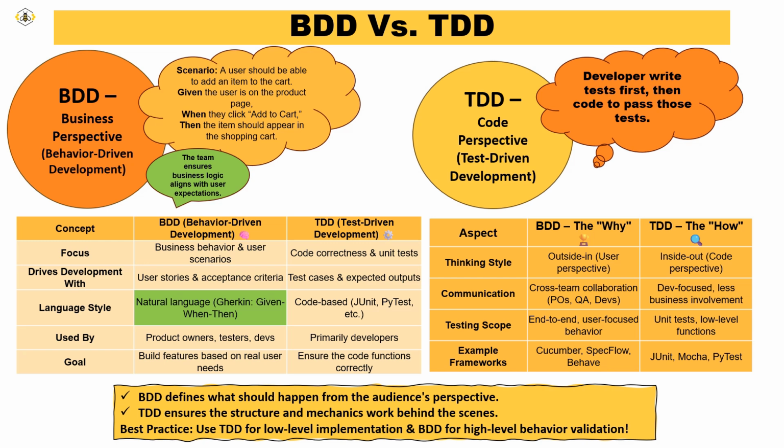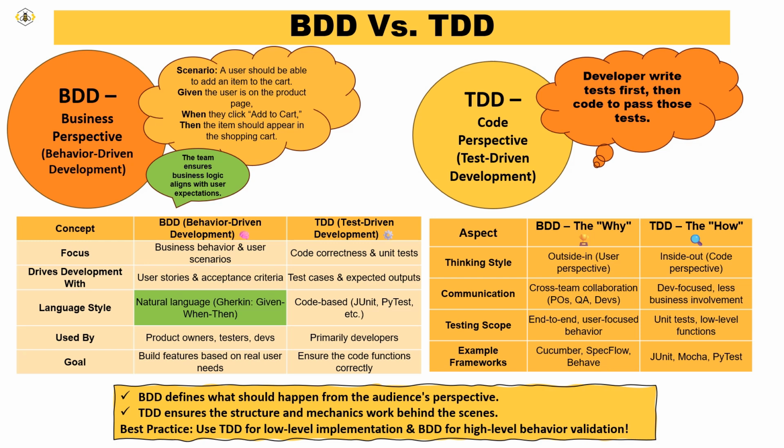Agile teams, here's a challenge. How do you write better tests, catch bugs early, and ship high quality software faster? The answer, both BDD and TDD. What's the difference? Which is better? Let us break it down in about 5 minutes.